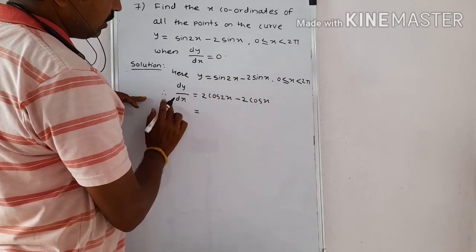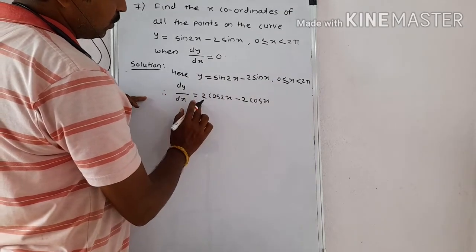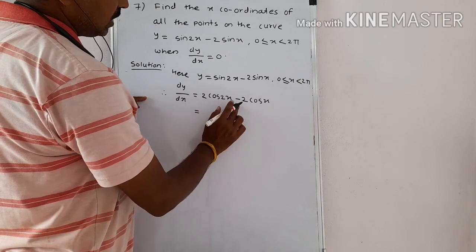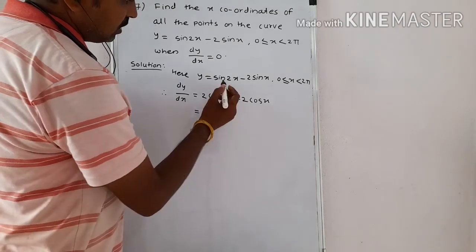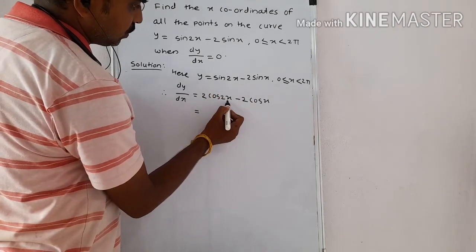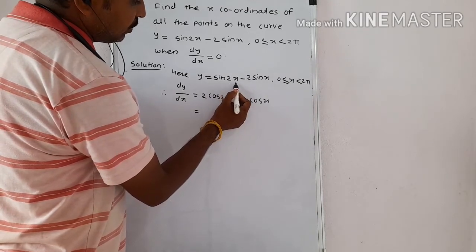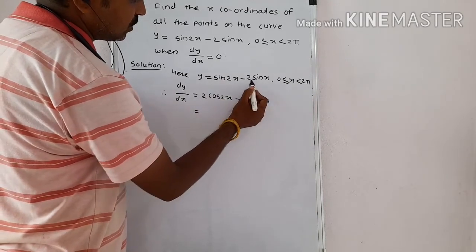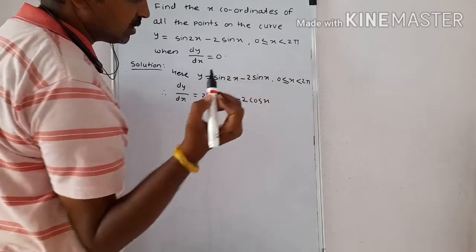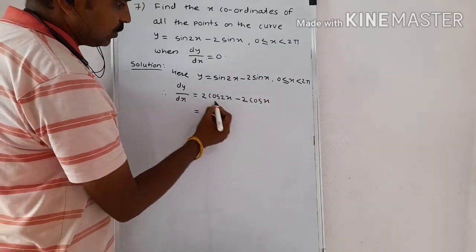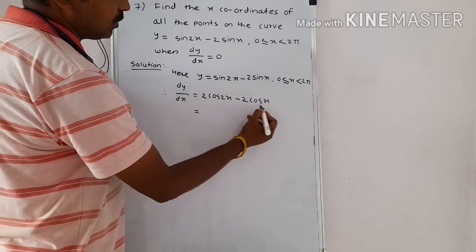Therefore we get dy by dx equal to 2 cos 2x minus 2 cos x. Derivative of sin 2x is cos 2x, and again we have to differentiate 2x angle. Derivative of 2x is 2, minus 2x is derivative of sin x is cos x. Now we have to convert this whole function in cos x.